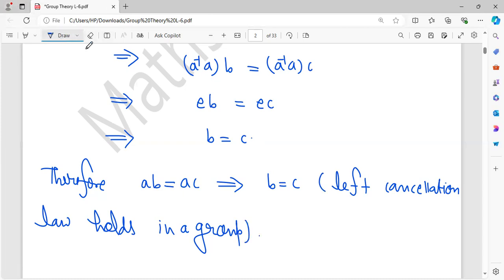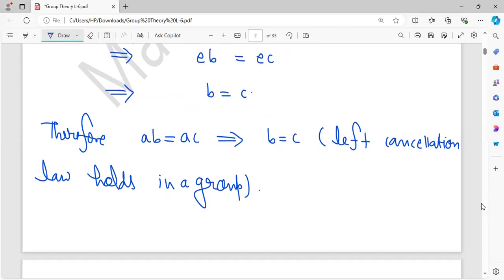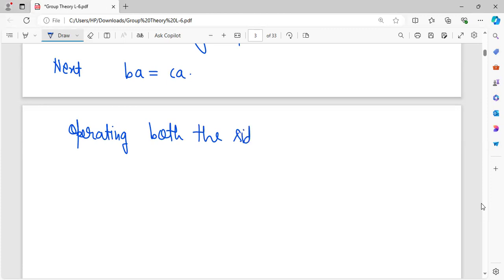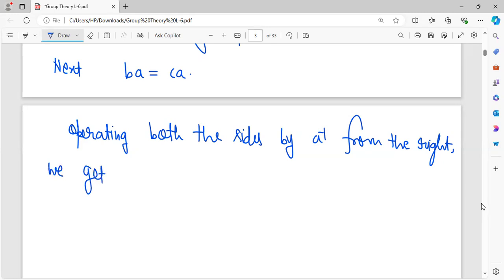Now next, ba is equal to ca. So operating both the sides by a inverse on the right, we get b a a inverse is equal to c a a inverse.